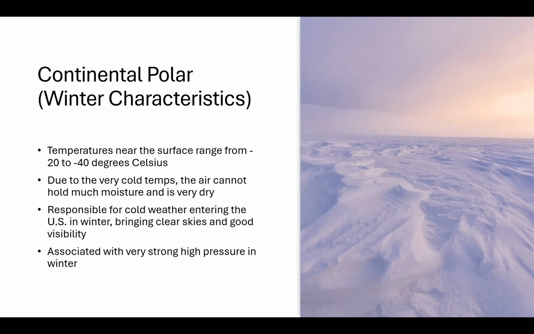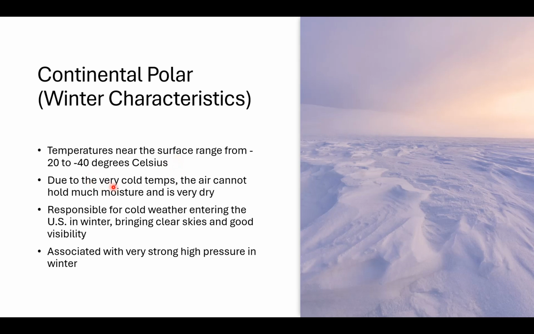Now let's examine continental polar air masses in the winter, and then we'll look at continental polar air masses in the summer, the different characteristics between winter and summer for continental polar air masses. The temperatures in winter with this continental polar air mass near the surface range from -20 to -40 degrees Celsius. This is a very cold air mass.